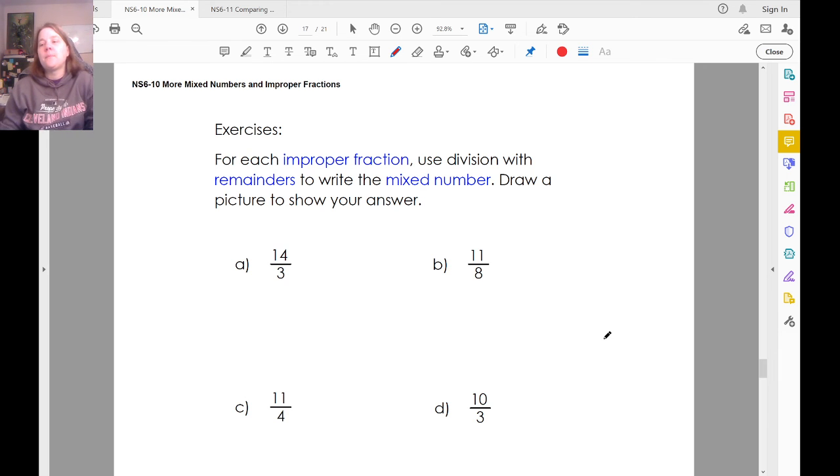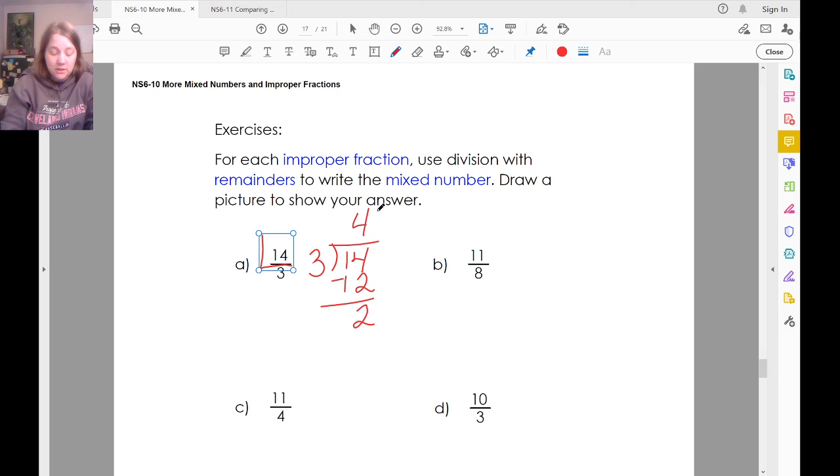Welcome back. So for each improper fraction, use division to write the remainder. 14 divided by 3. I'm going to go ahead and make the L here, not take it, make it. 14 goes on the inside, 3 goes on the outside. 3 goes into 14 4 times. 3 times 4 is 12. That leaves 2 left over. So my answer is 4 2/3.